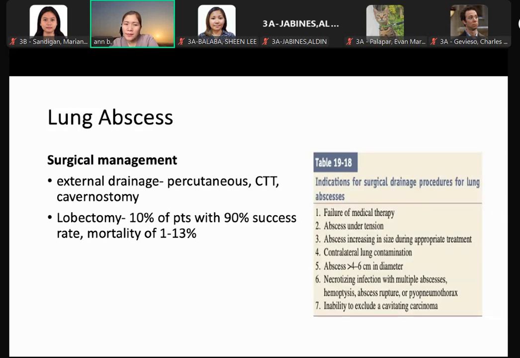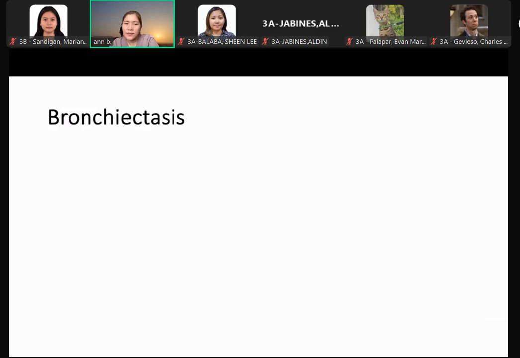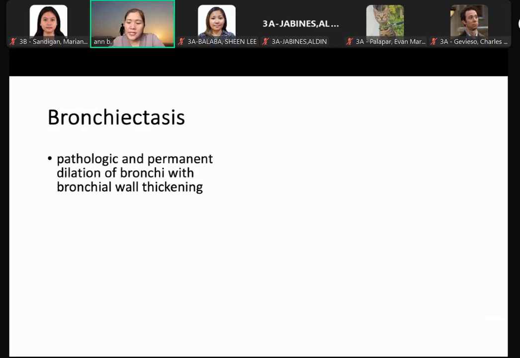Also, in problematic patients that are unresponsive to treatment, we could do lobectomy in 10% of patients with a 90% success rate. Mortality is less. So next we have here the bronchiectasis. Bronchiectasis is the pathologic and permanent dilatation of bronchi with bronchial wall thickening. Most of the bronchiectasis found here in the Philippines is from injury from a TB infection, and most of it is acquired because of the infection.